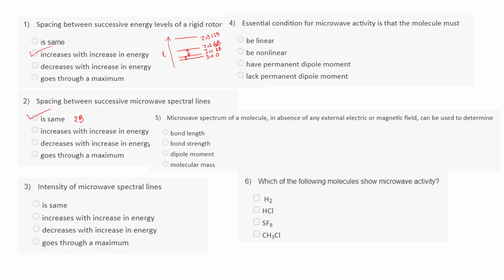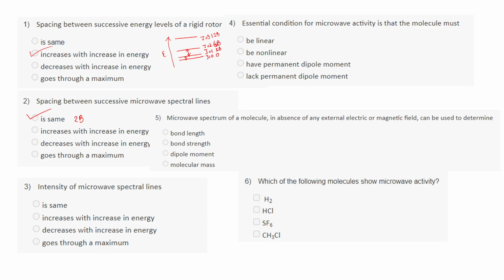Unit is centimeter inverse. Could it be joule also? Yeah, it can be joule. It can be joules as well as centimeters inverse. Just for the mathematical purpose, in rotational spectroscopy, most of the things are discussed in centimeter inverse. So just take a look at the questions always.